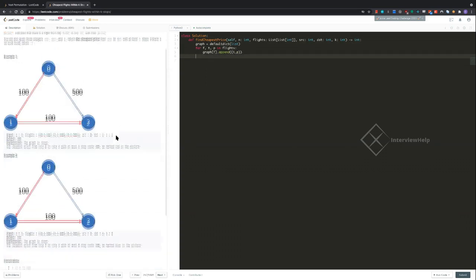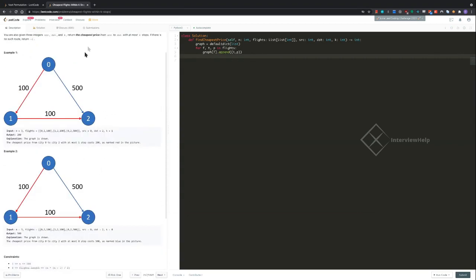Okay, so once we have our graph, we have a heap. Basically, what we want to do is push in the source, and then for all of its neighbors, we push them in. We start our heap with the source and the number of stops, which starts off at 0, and for each node that we push in, we add 1 to it. If we add 1 to it and it's greater than k, then we don't even push it to the heap. But if it's less than k, then we're allowed to.